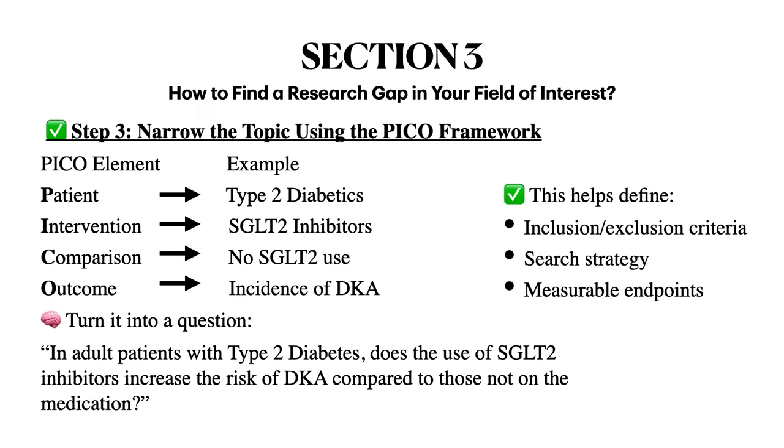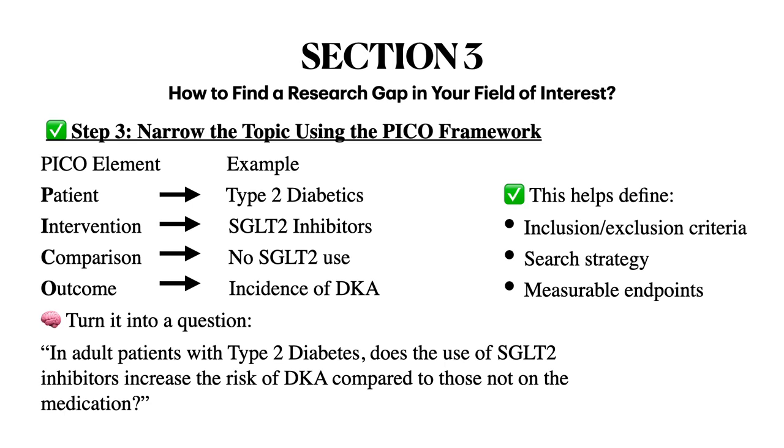You have to narrow the topic to turn it into a research question. A research question is something that defines your research paper, right? So in adult patients with type 2 diabetes, does the use of SGLT2 inhibitors increase the risk of diabetic ketoacidosis compared to those not on the medication? That is your research question. This helps define inclusion or exclusion criteria when you write the research paper, search strategy, and also measurable endpoints. These are the findings you can get from the PICO framework, right?